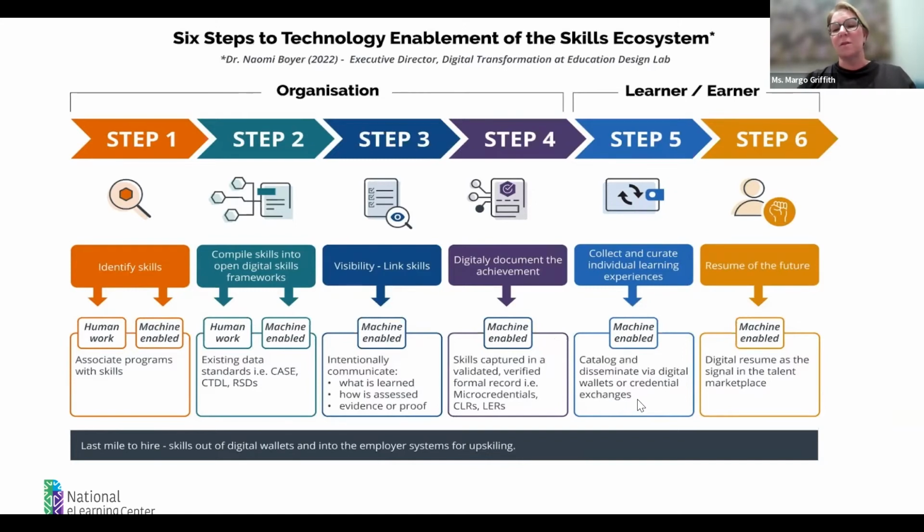How do we disseminate this through the digital wallets or credential exchanges? How do we make that happen? I personally don't think that the technology is here yet to enable that, but it's pretty close. So there's a lot of work and attention being put into this particular space from the US Chamber of Commerce, from big players like IBM and Walmart in the US. They're putting a lot of money into enabling this particular stage of the skills ecosystem.